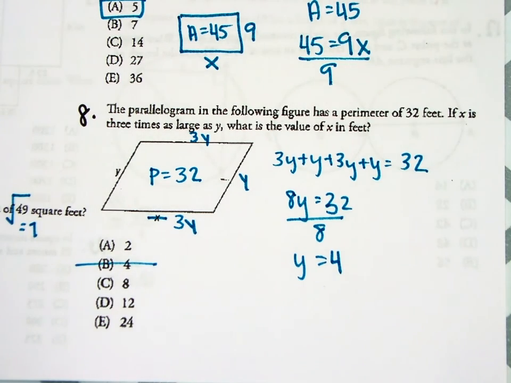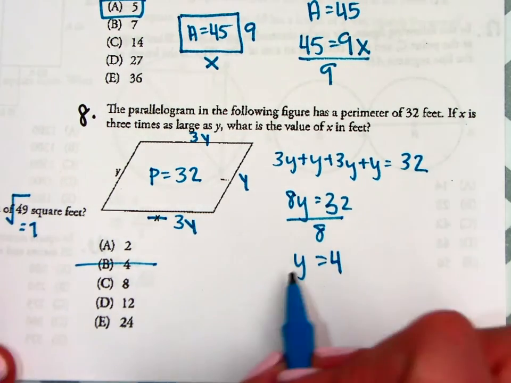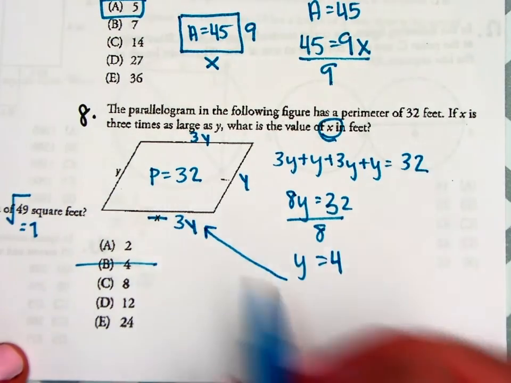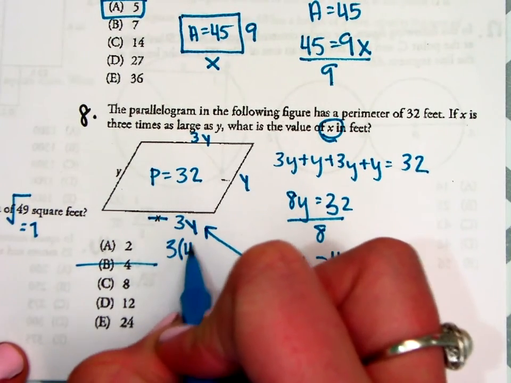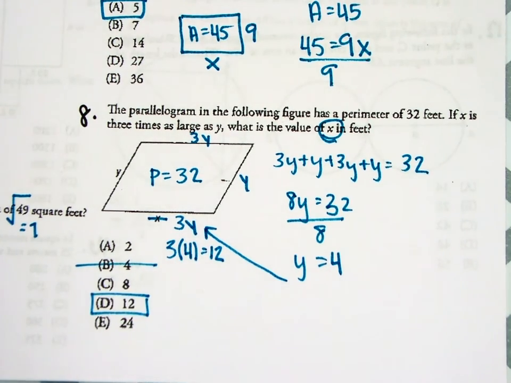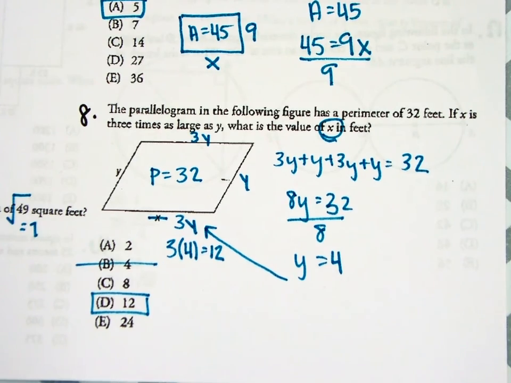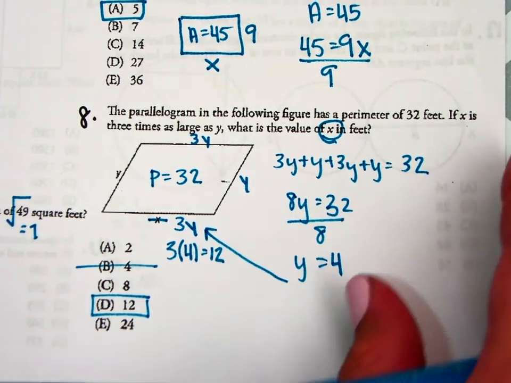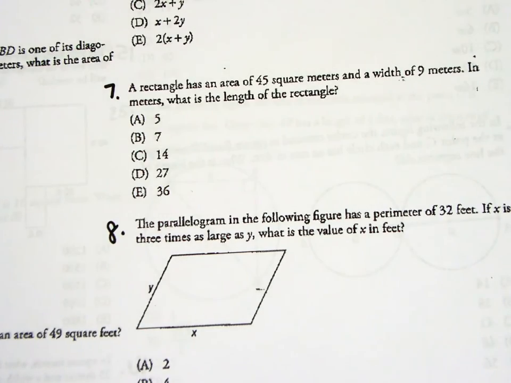However, that is what the value of Y equals. I'm looking for the value of X, which is 3 times Y. So 3 times 4 is 12. Option D. So just be careful. They're purposely making you find the value of X in hopes that you forget that you need to multiply it by 3. All right, moving on. Let's hop to number 9.